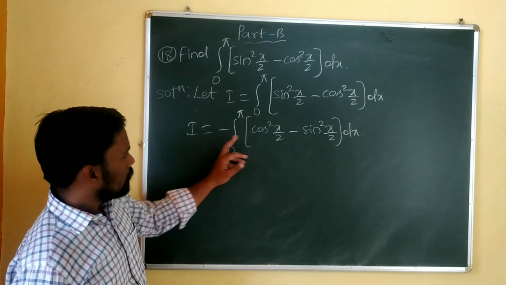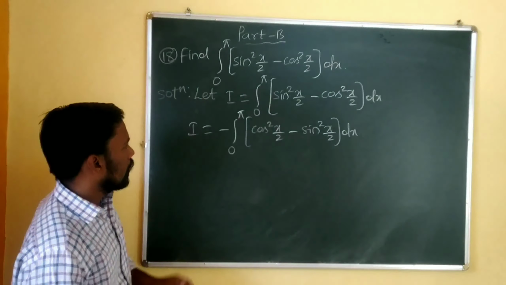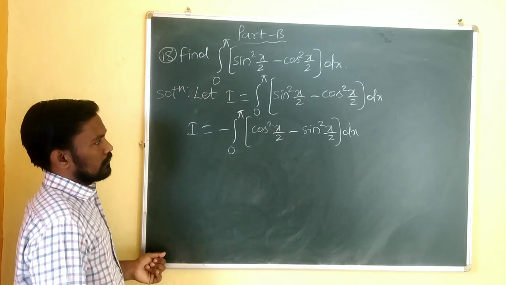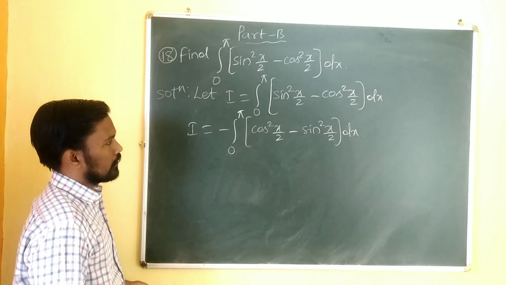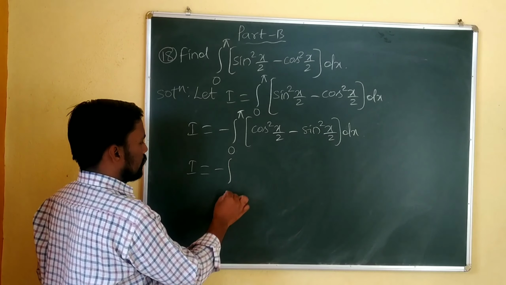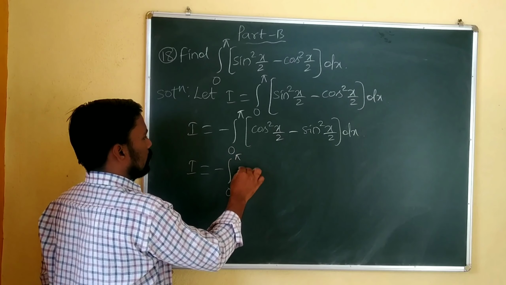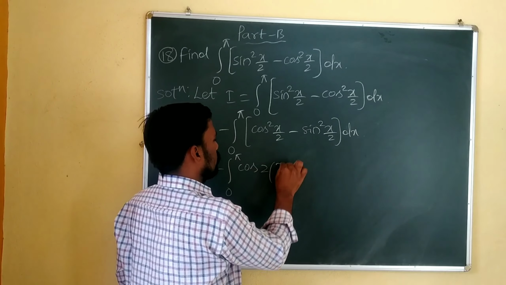Can check it out. Minus into plus, minus into minus, plus. So now use the trigonometric formula, using cos 2x. Cos 2x is nothing but cos square x minus sin square x. I is equal to minus integral of sin x, limits 0 to pi, this is cos 2x, and then 2 into x by 2.